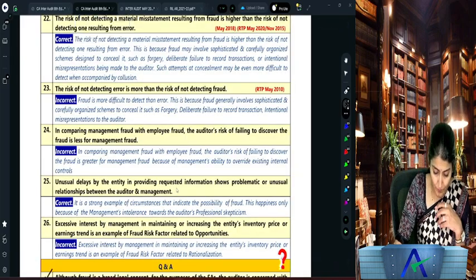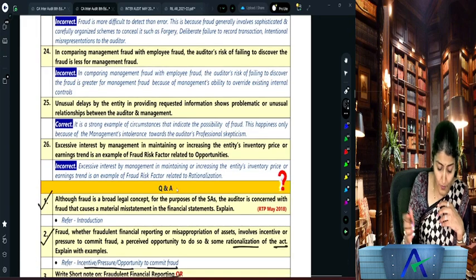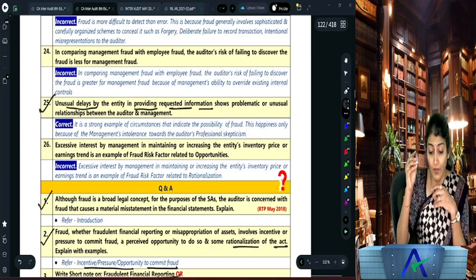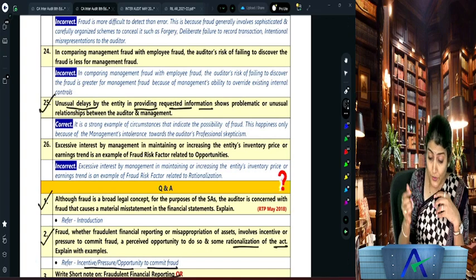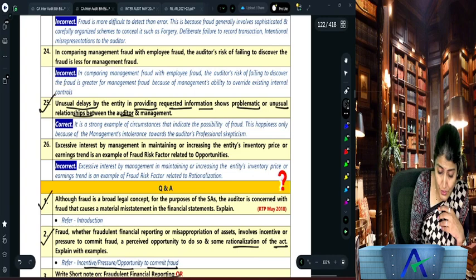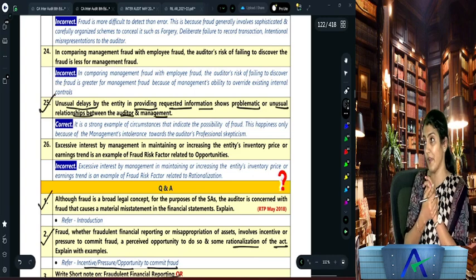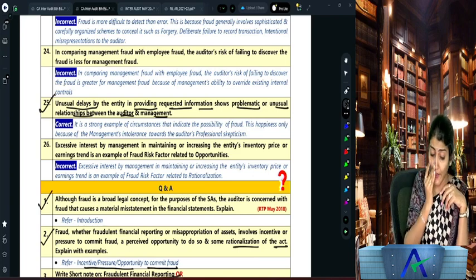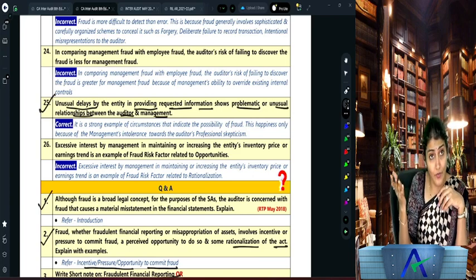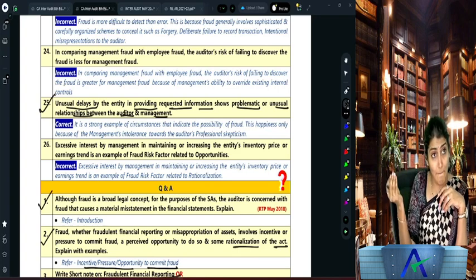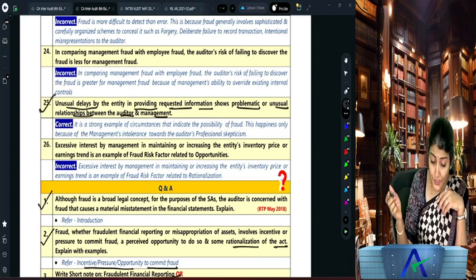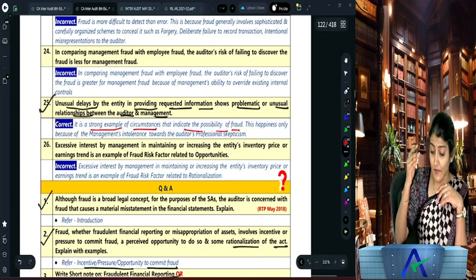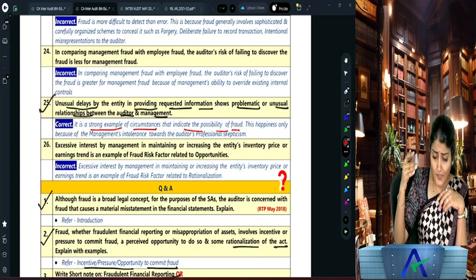If you look into the question point over here, what does it say? Unusual delays by the entity in providing the requested information show a problematic or unusual relationship between auditor and management. See how they pick up one point. And what do we say? It is a strong example of circumstances that indicate the possibility of fraud.